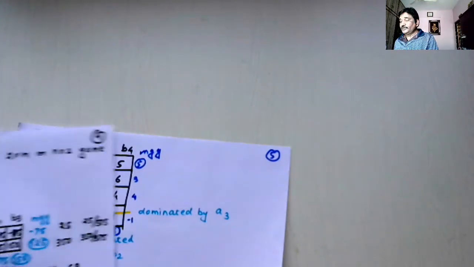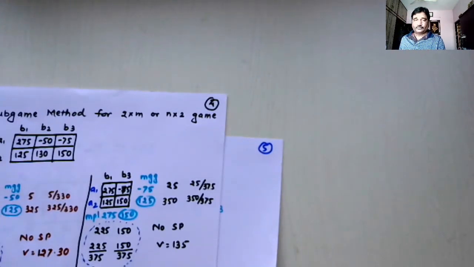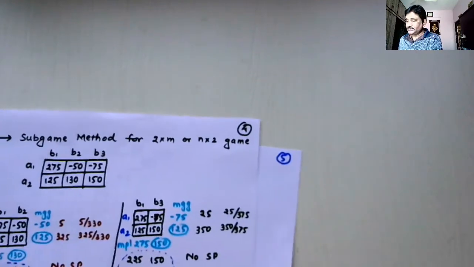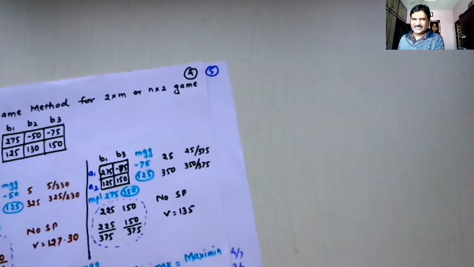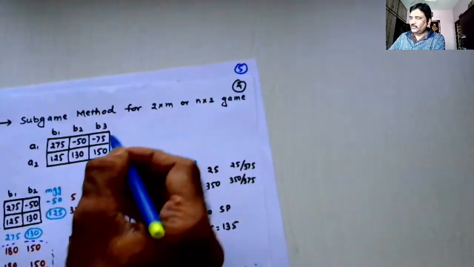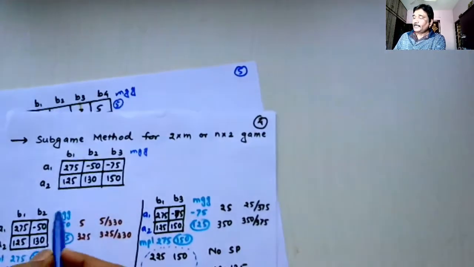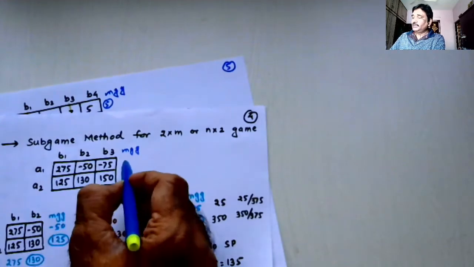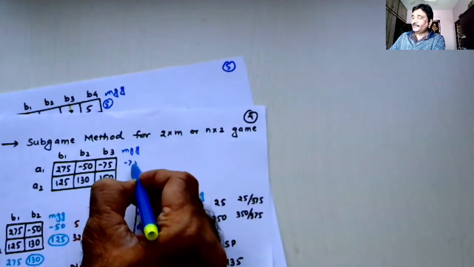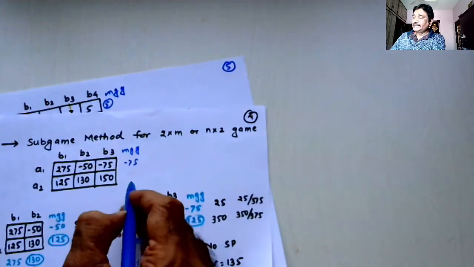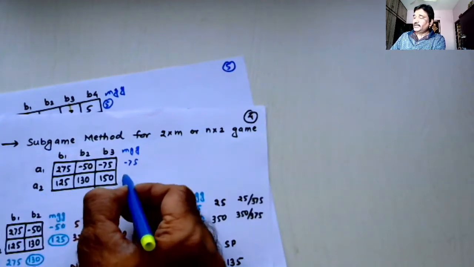In the last problem also, we didn't have the saddle point, right? And that time we forgot to do that process in the previous problem. Let's at least complete it now. Minimum guaranteed gain here is -75, and here it is 125.